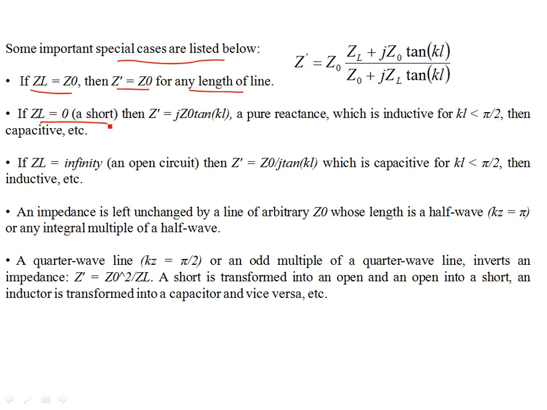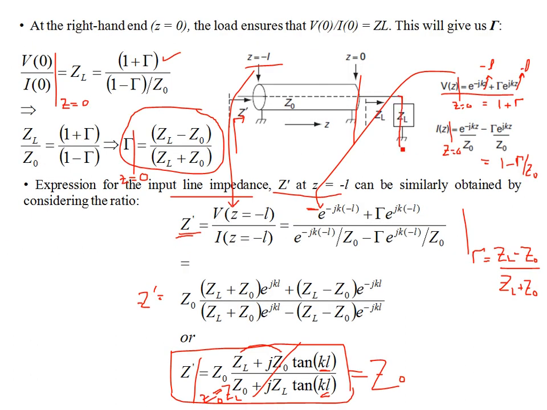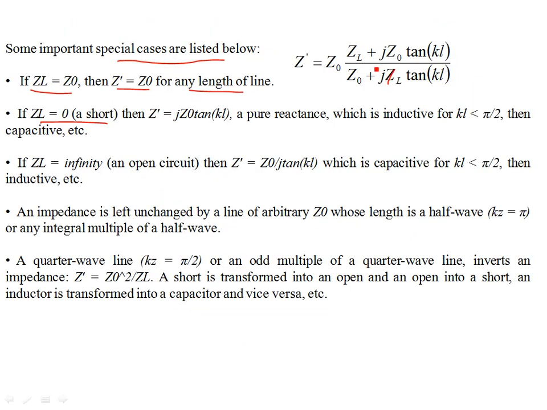If ZL is 0, what if this is a short circuit? Let us see what happens. If ZL is 0, this is gone, this is gone. You don't need to consider these terms, and you are left with, let me write this as ZL equal to 0, short circuit. Of course, short circuit is also not equal to Z0, so there will be reflections. That means Z prime is not equal to Z0, but instead it will be j Z0 tangent of KL.